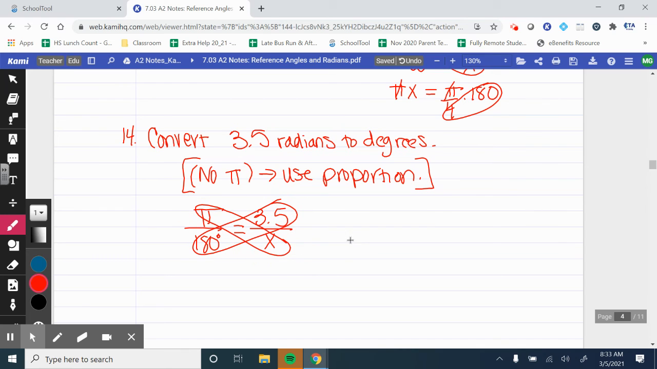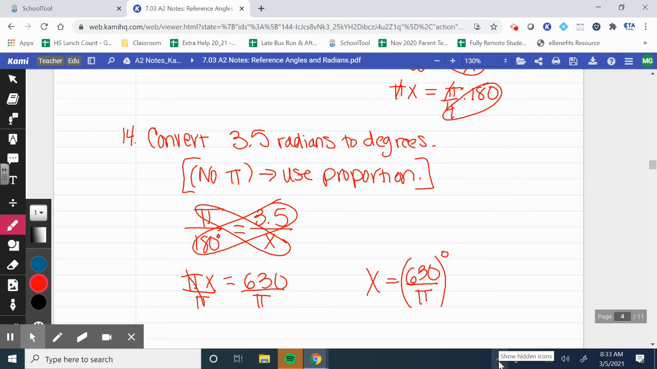So we have pi times x equals 630. To solve for x, we divide both sides by pi. This is in degrees now, so x is equal to 630 over pi degrees. You wouldn't want to sub in 180 for pi here, and this is where it can get a little confusing, because this is already in degrees. Subbing in 180 for pi is only used when you're converting from radians to degrees. Once you're in degrees, if you wanted to get a decimal for this, you would go to your calculator and type in 630 divided by the pi key.